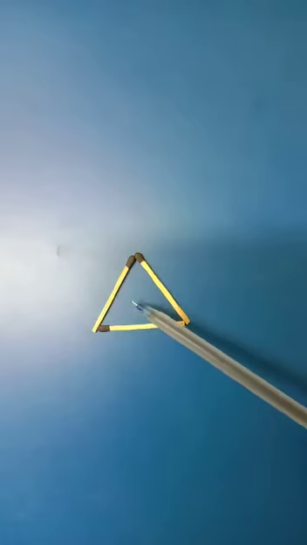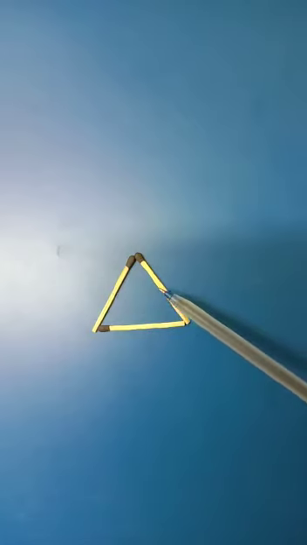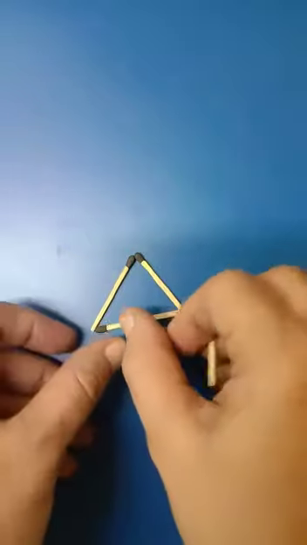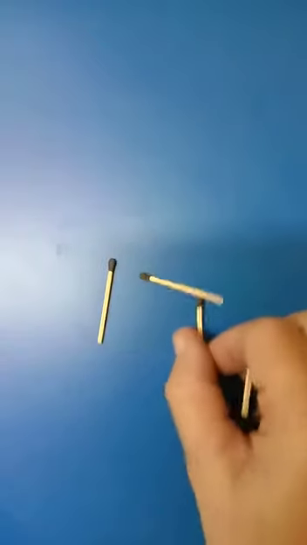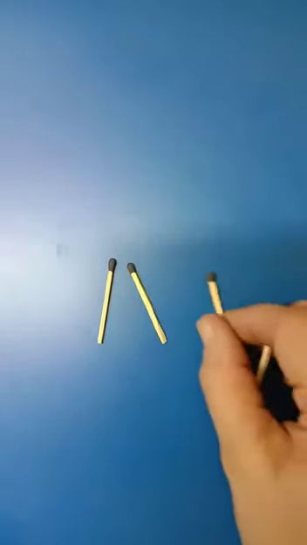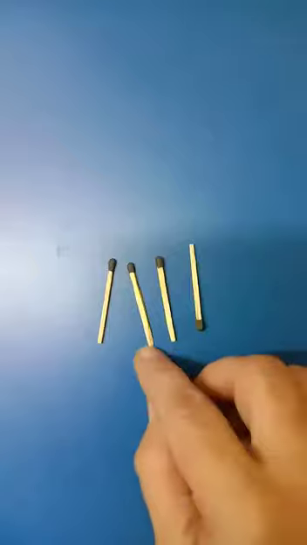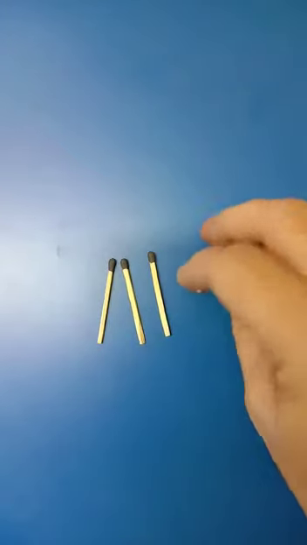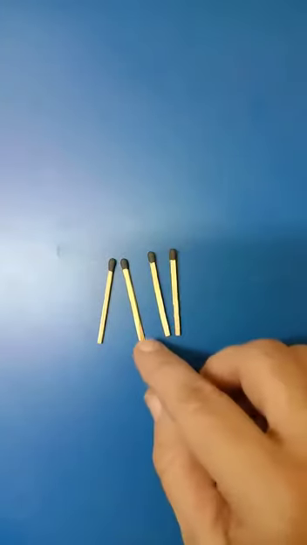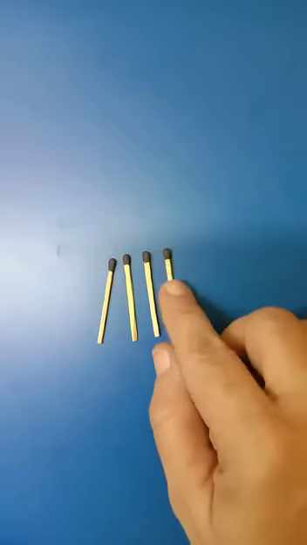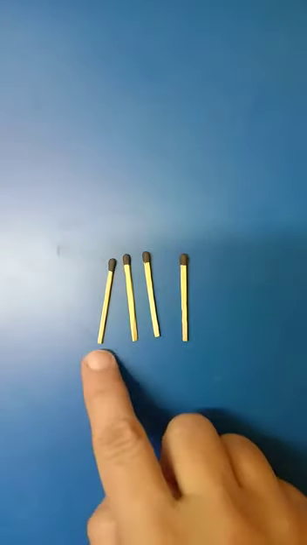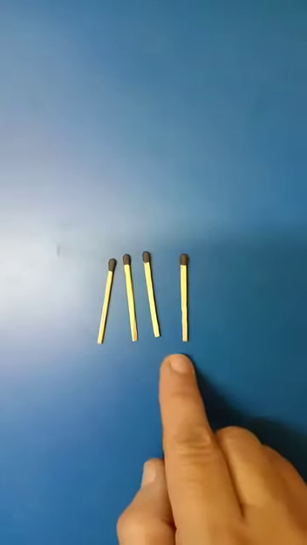Side number 1, 2 and 3. So there are 3 matchsticks we have used here. In number 2, 4 matchsticks. So let us see with 4 matchsticks. Now here I have 4 matchsticks with me. Let me put them in the same direction. Yes, like this. So here I have 4 matchsticks, 1, 2, 3 and 4.